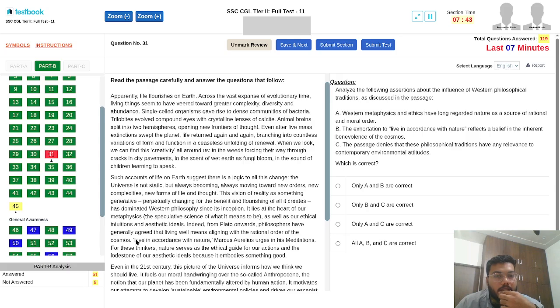The passage denies that these philosophical traditions have any relevance to contemporary environmental attitudes. Wrong. Even if this picture informs how we think we should live. Wrong. A and B are correct. The passage denies that these philosophies have any relevance to contemporary environmental attitudes. Relevance.